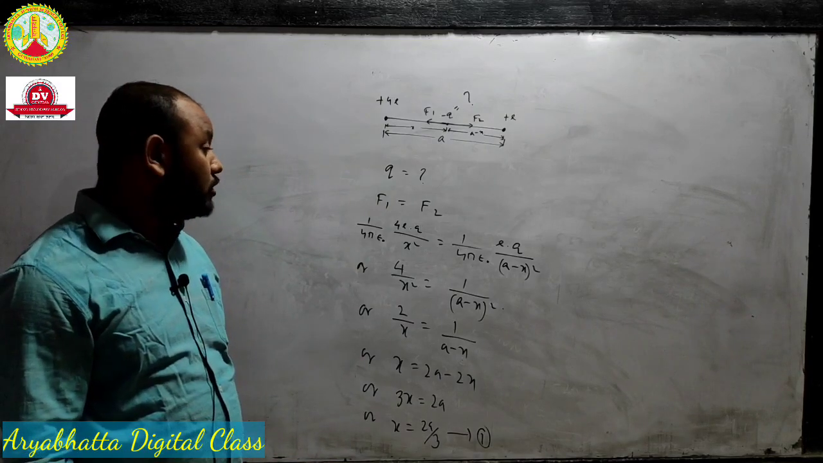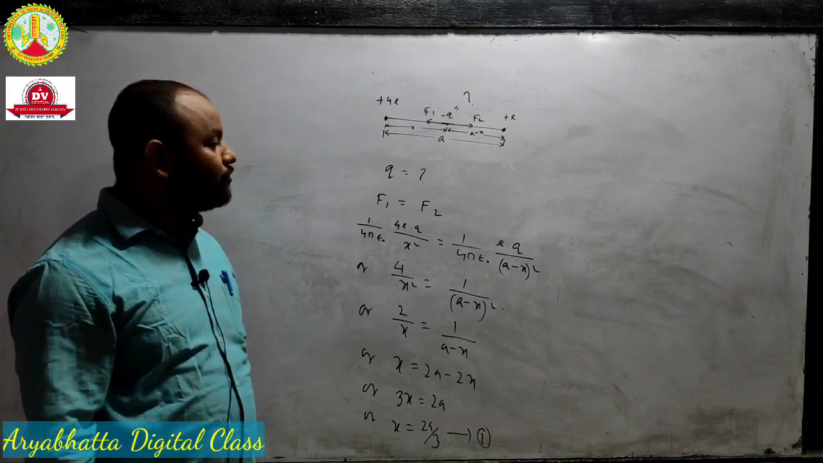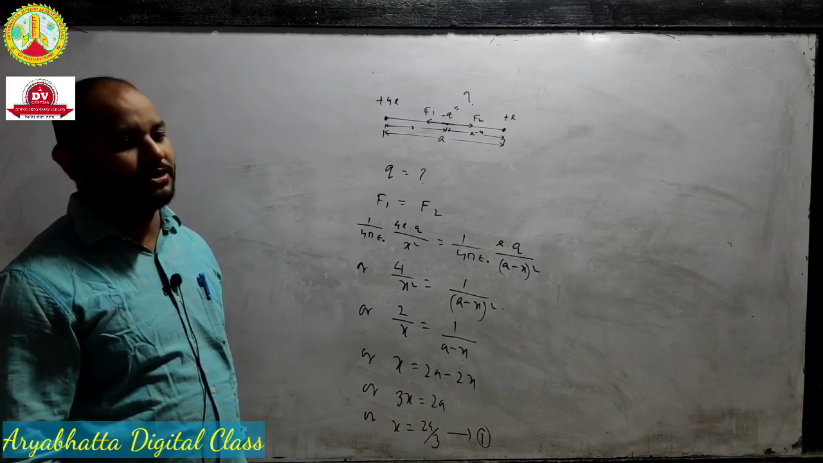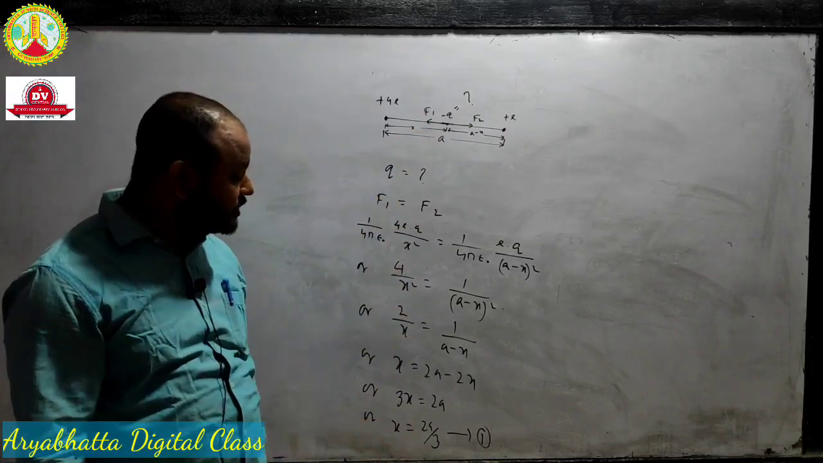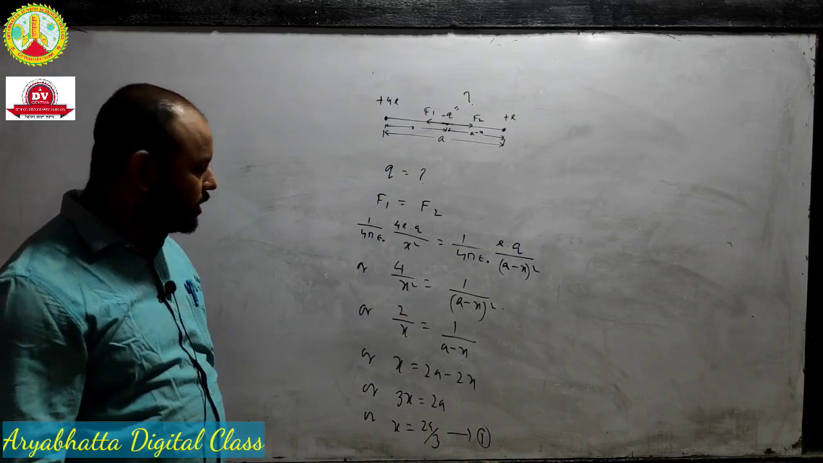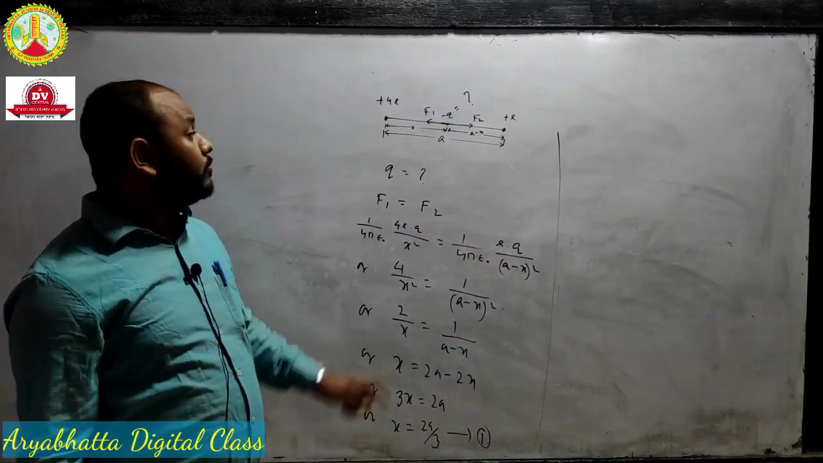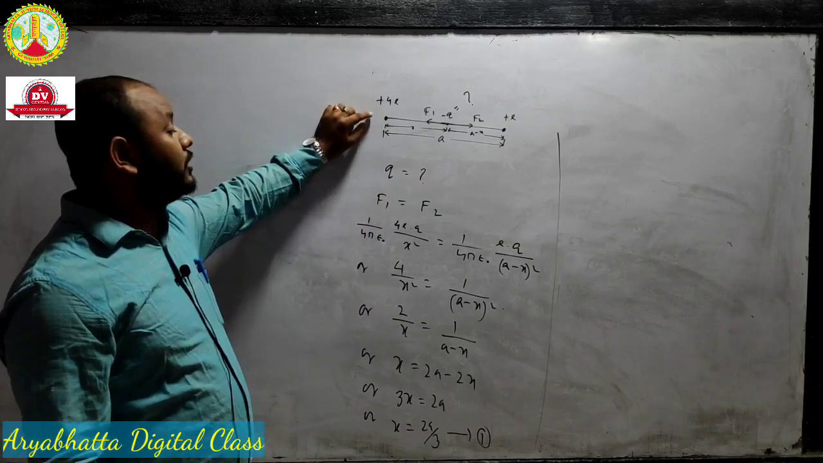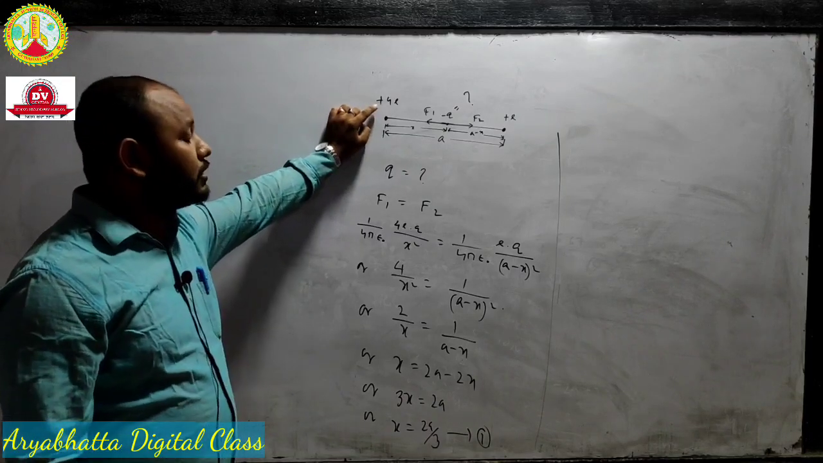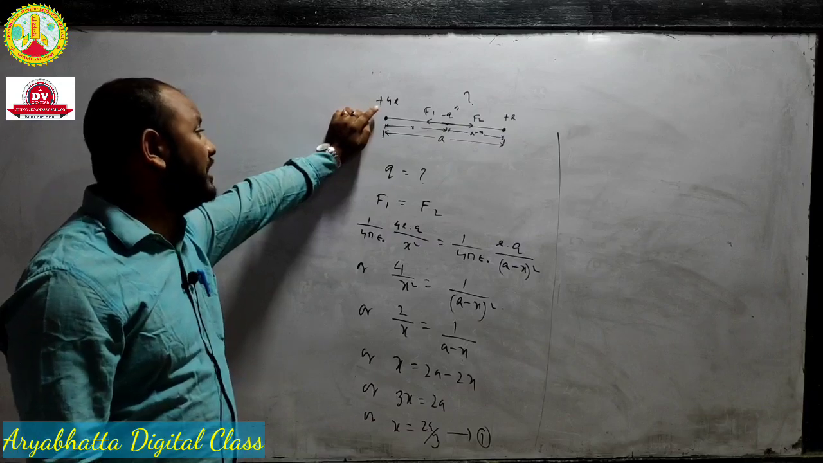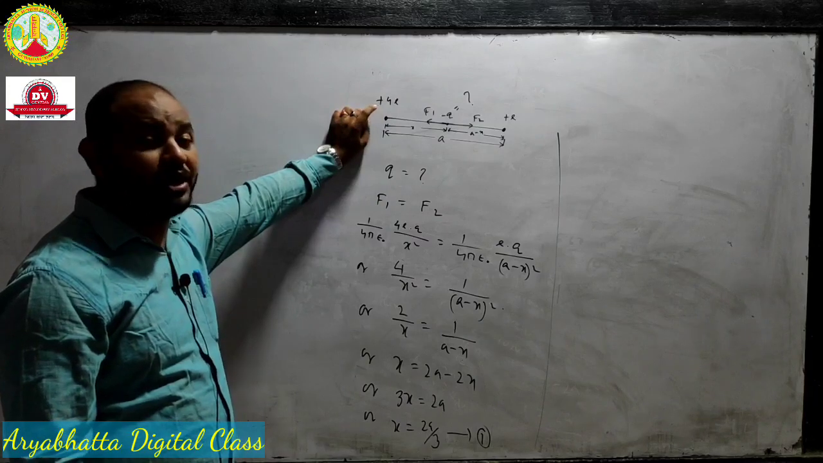Our question is, what is the magnitude of that charge minus q? We need to find the magnitude of the charge. If we put that point charge minus q at a distance twice a by 3, it will be in equilibrium. Here the charge plus 4e is also in equilibrium. That means the plus 4e is at rest. That is why the net force on this charge must be equal to 0.